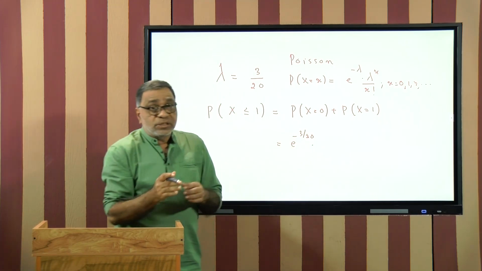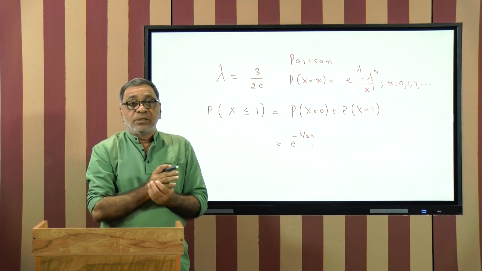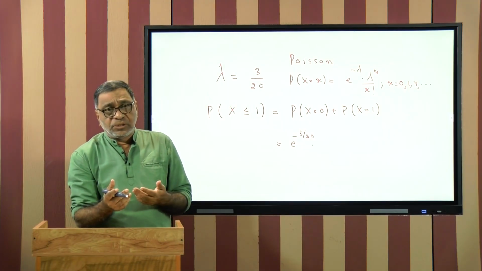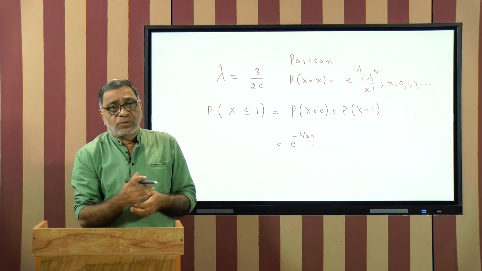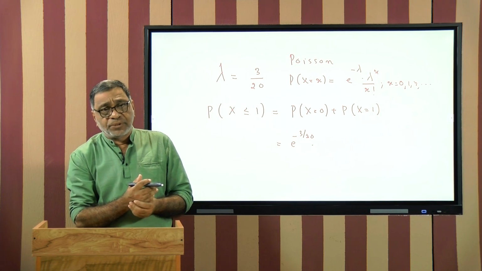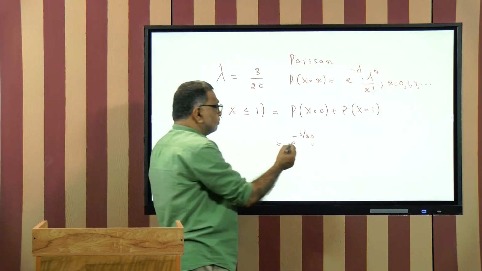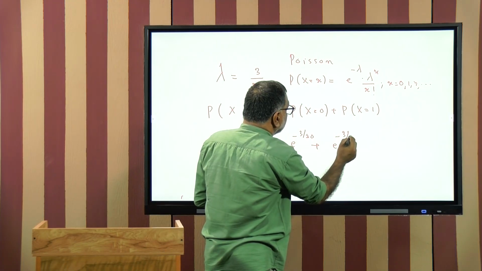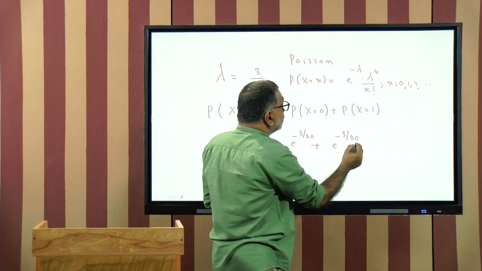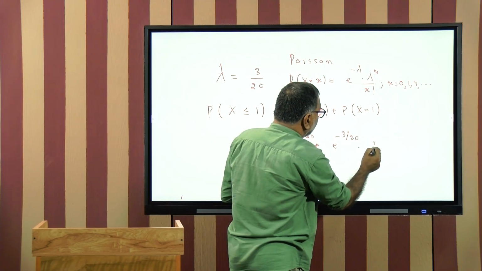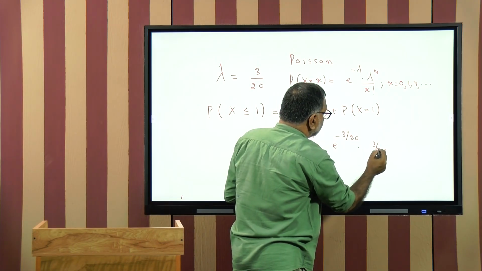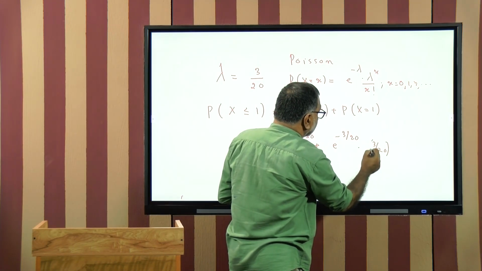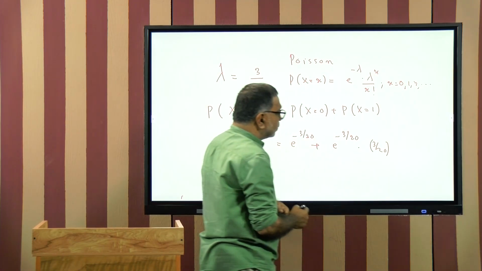You can find e power minus 3 by 20. You can find the value from the table or from the calculator. You can obtain that value, plus e power minus 3 by 20 into lambda power x. Lambda power means 3 by 20 all power x, that is 1 divided by 1 factorial.